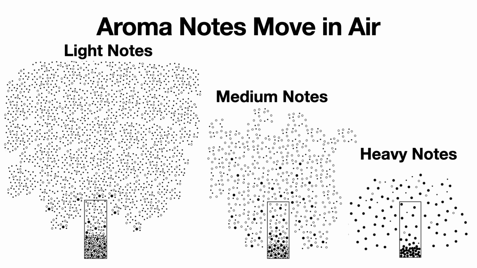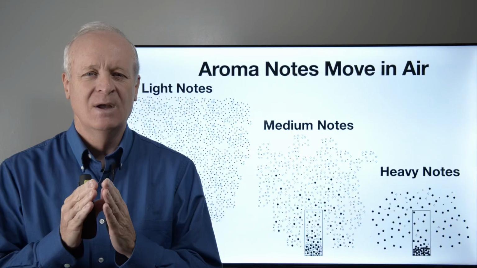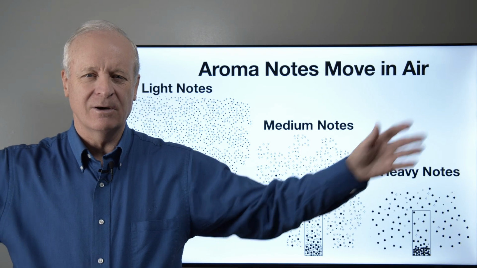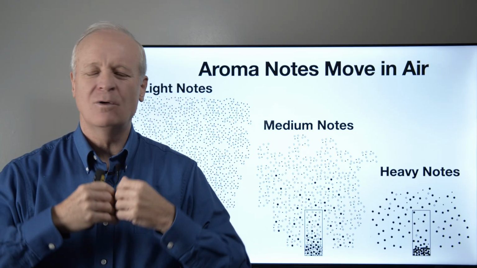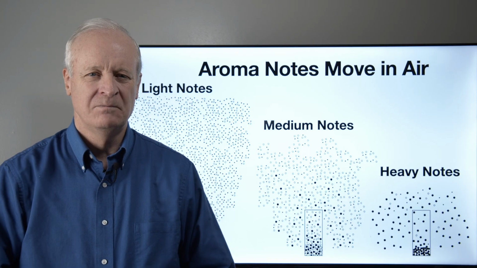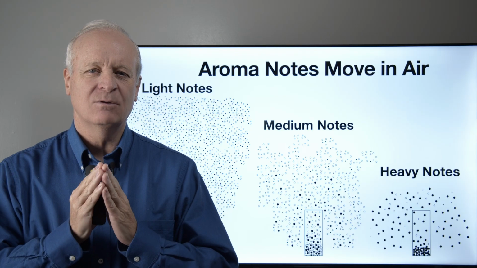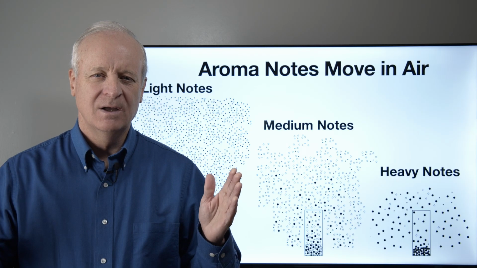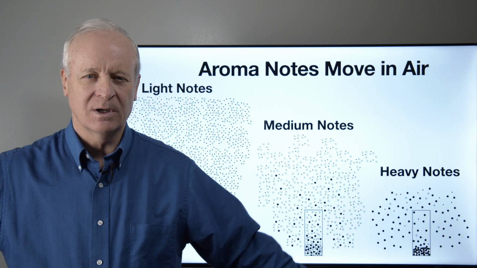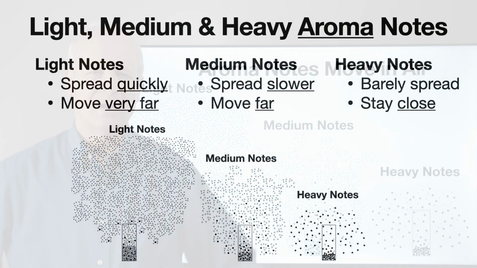So light notes, they move very quickly from the bottle that's shown in this diagram. They move out very quickly in the air. If they're diffused in a diffuser, they go very quickly and fill up the room. They don't like to stay in the liquid. They like to move. They spread quickly, but they also dissipate very quickly. So they don't linger around.